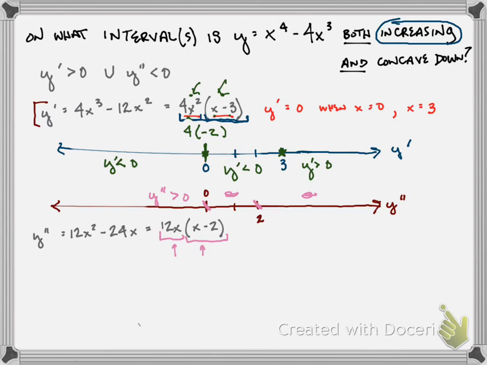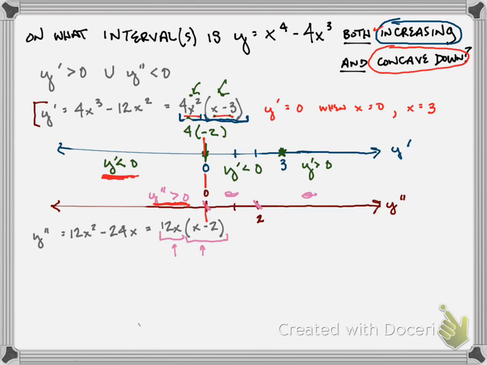So in other words, on this interval, when we are less than 0, y prime is negative and y double prime is positive, so the function is decreasing and concave up. Now, we want to know where it's increasing and concave down, so we haven't found an interval yet where that's true.